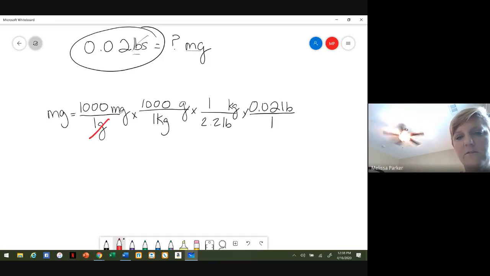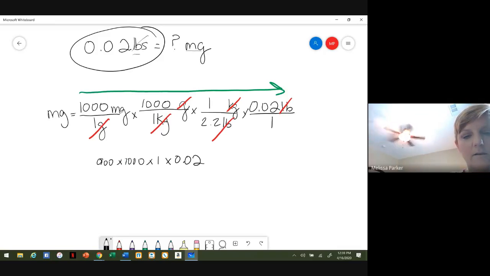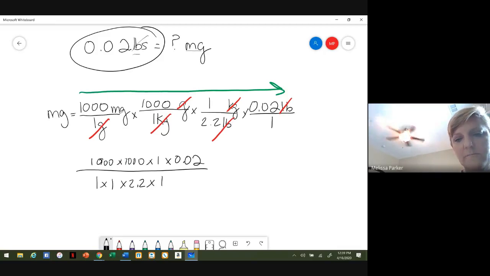And then you just cancel your grams, cancel your kilograms, cancel your pounds, and then you can multiply the top across, which is 1,000 times 1,000 times 1 times 0.02. I have no idea what just happened with my computer right there, sorry. Okay, and then you have 1 times 1 times 2.2 times 1.